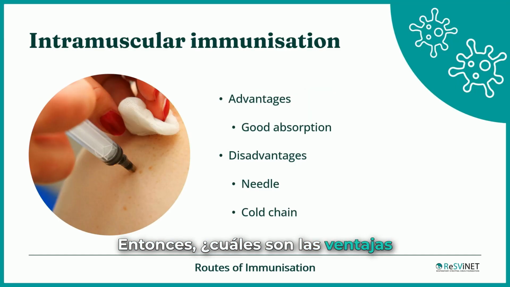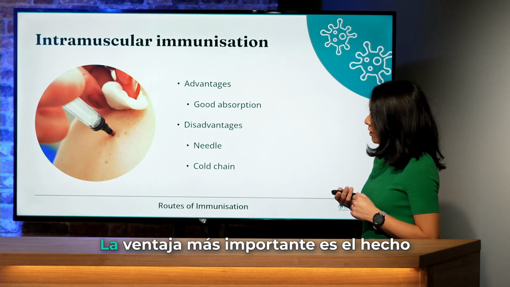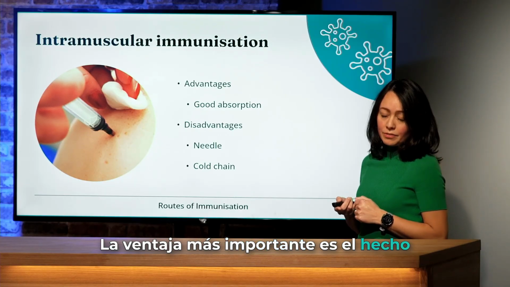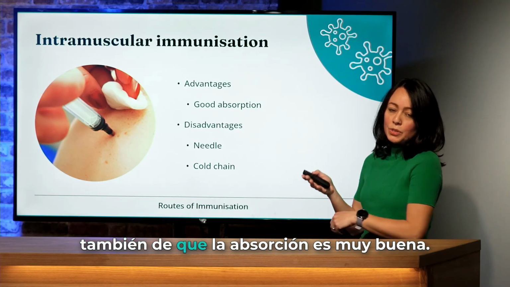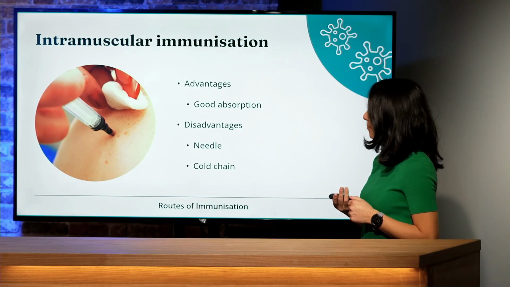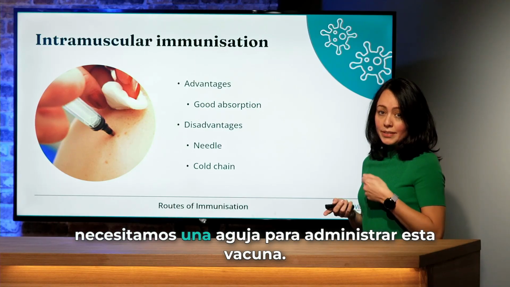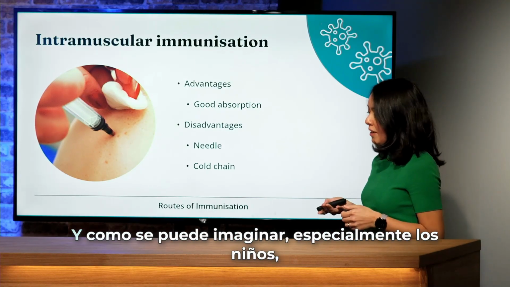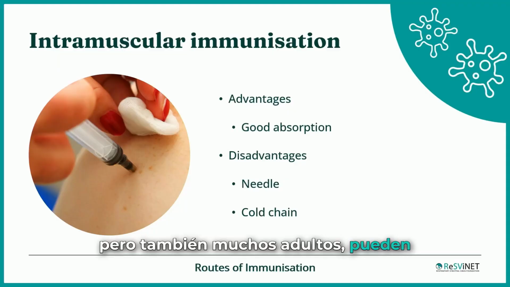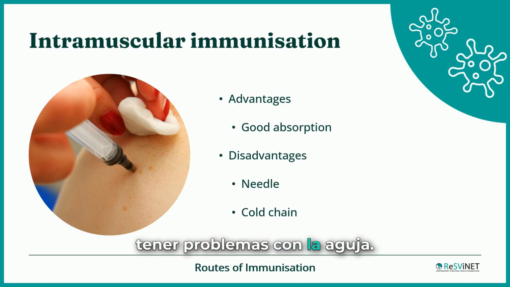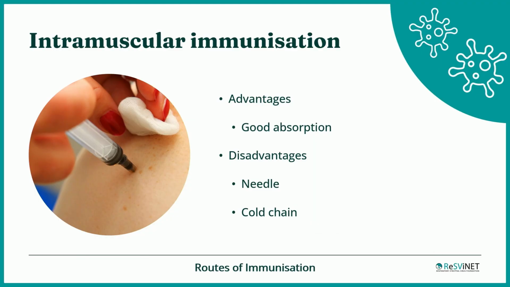So what are the advantages and disadvantages of intramuscular immunization? The most important advantage is the fact that it is very easily administered and also that the absorption is very good. However, an important disadvantage is the fact that we need a needle to administer this vaccine. As you can imagine, especially children, but also a lot of adults might have problems with getting the needle. It might be painful. So this is an important disadvantage.